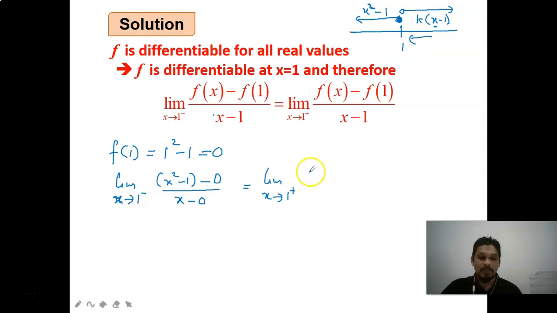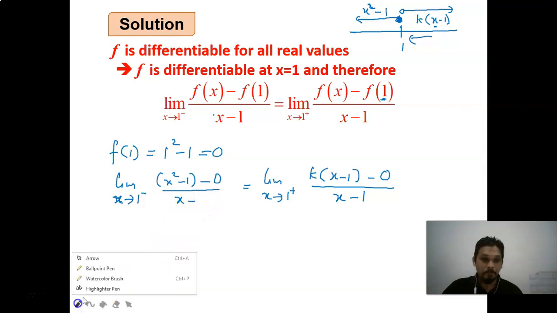So then, for this one here now, it is k for f(x). For f(x), we write down all this again. k times x minus 1 minus f(1). Substitute 1 into this x, so 1 minus 1 equal to 0 times k, everything is 0 here, divide by x minus 1. Oh, sorry, I make a mistake here. It's supposed to be 1 there. Okay, now simplify this.